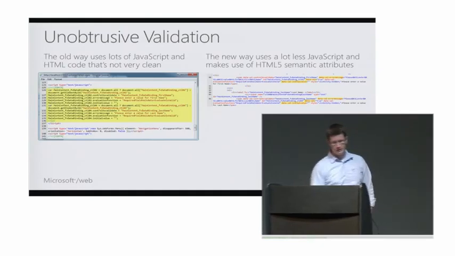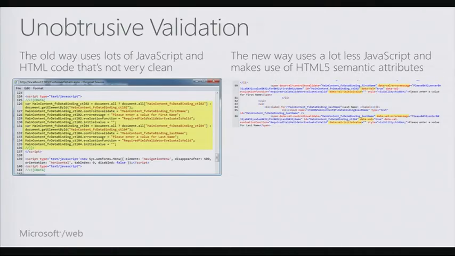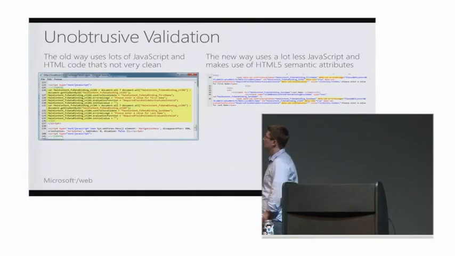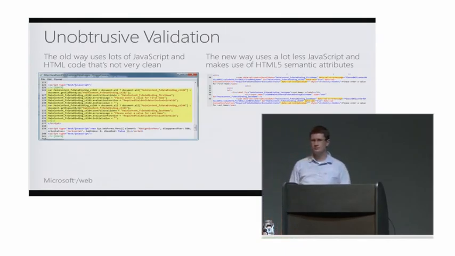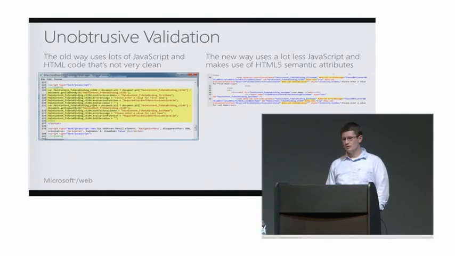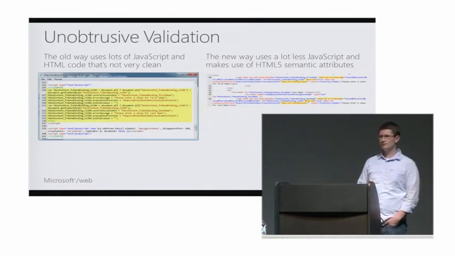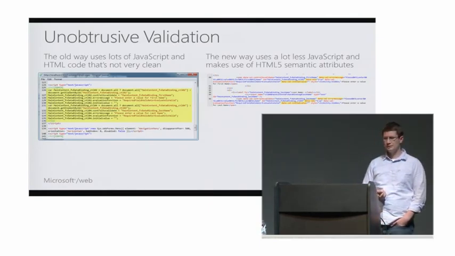Second one is unobtrusive validation. Everyone knows that we've had required validator or regex validator, or all these validators for a very long time. On the left side of the screen is basically the old way that we used to do validation. This is pretty bad. There's a lot of code there to get client-side validation, a lot of document.all, document.getElement. It's kind of nasty, especially when you're considering that's a payload that you're sending down to the browser every time.